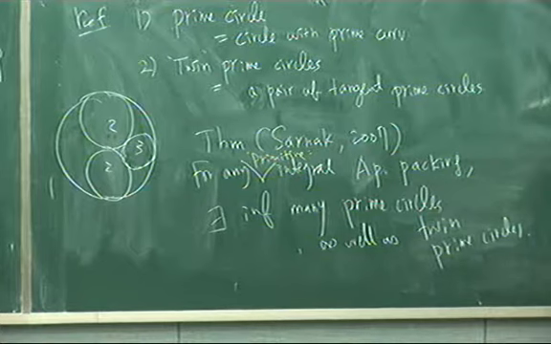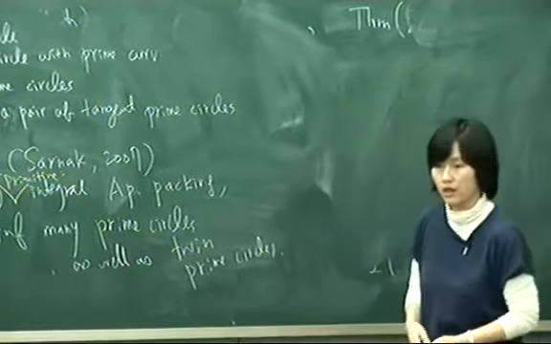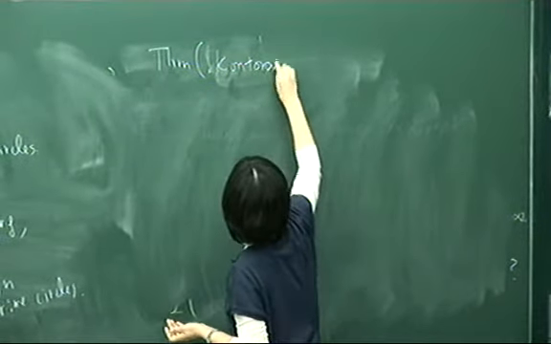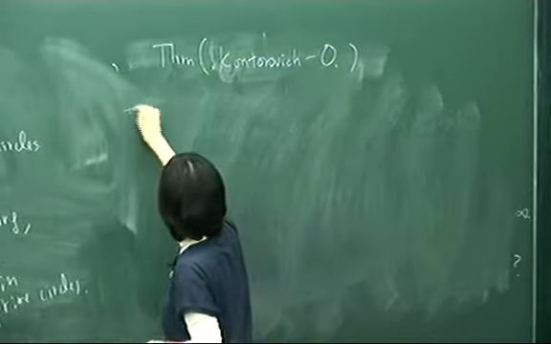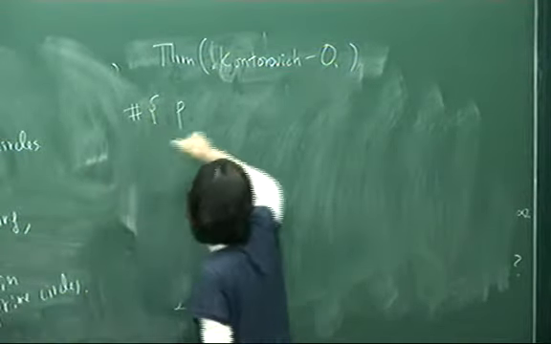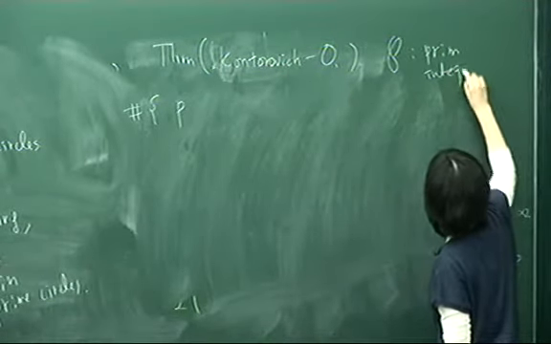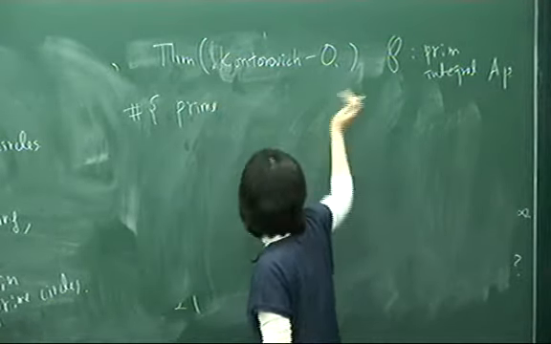And with Bourgain-Kontorovich, we can prove some finer properties about these prime circles. Okay, so you know there are infinitely many prime circles and infinitely many twin prime circles. Is there an upper bound for the number? Or a lower bound for the number? So, theorem of Bourgain-Kontorovich. We show that if you take any P which is a primitive integral Apollonian packing, we know there are infinitely many prime circles.